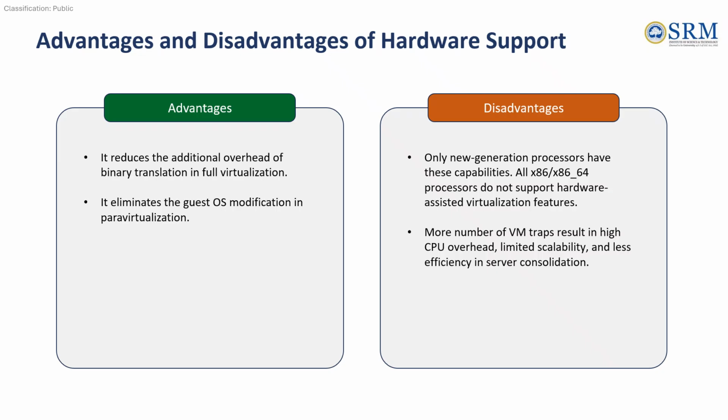However, there are some limitations. Hardware-assisted virtualization is supported mainly in newer generation processors, so older x86 and x86-64 systems may not support these features. Another disadvantage is that a large number of virtual machine traps can increase CPU overhead, which may reduce scalability and efficiency when many virtual machines run simultaneously.